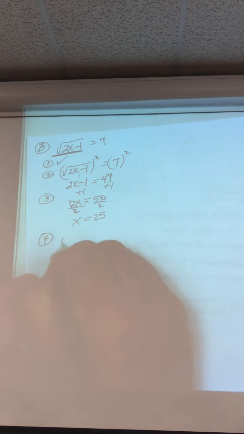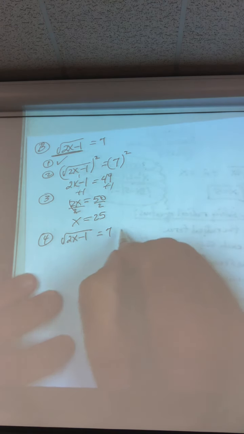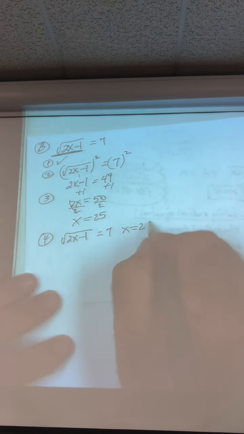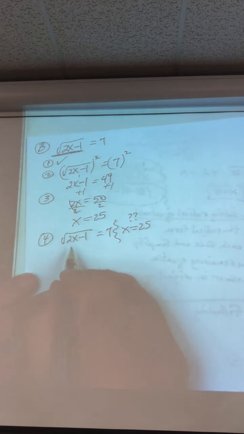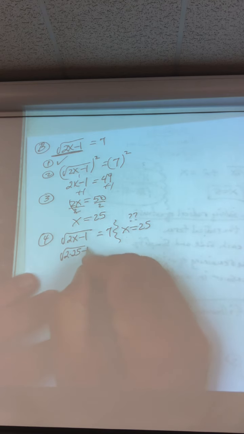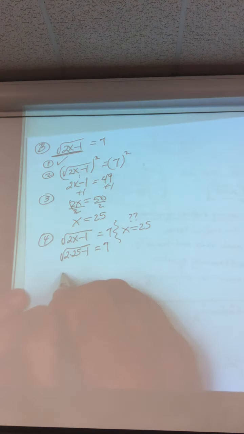So let's write the original problem back down. And the question is, does x equal 25? That's the question. Does it work? All right, so come right here and put 25 in for x. Don't move anything. Don't square both sides. Do the math. Up under the square root, 2 times 25 is 50, minus 1. 50 minus 1 is 49.